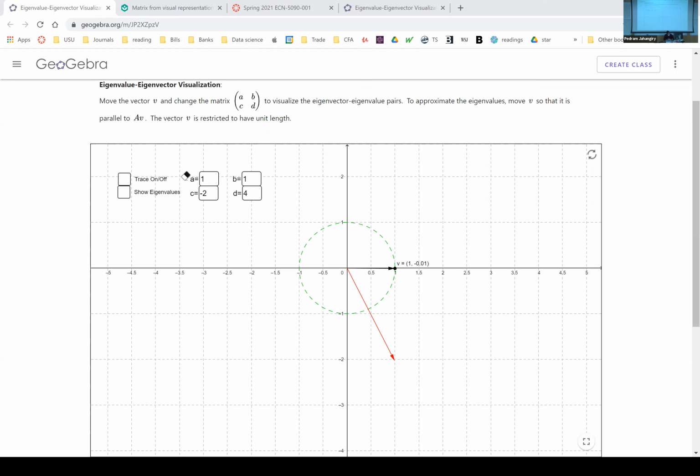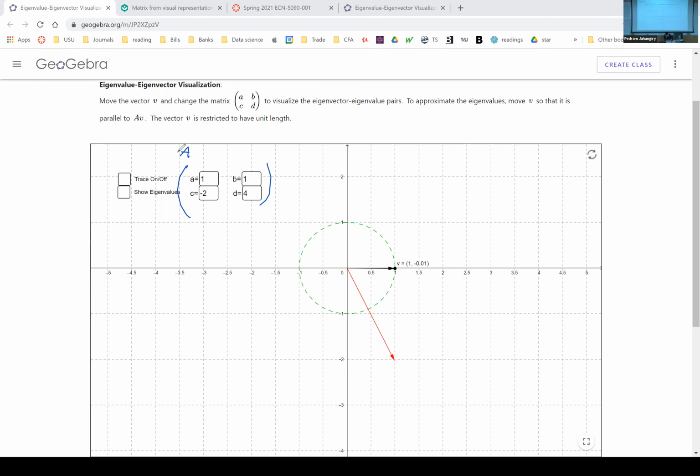So this is my A matrix, the transformation matrix. We're going to see, if I apply this matrix 1, 1, minus 2, 4 to any kind of vector, it's going to transform that vector from one space to another, right? So let's see how we do that.